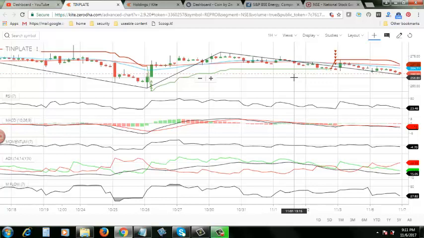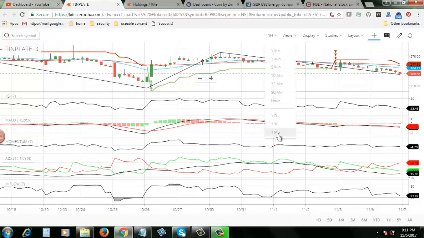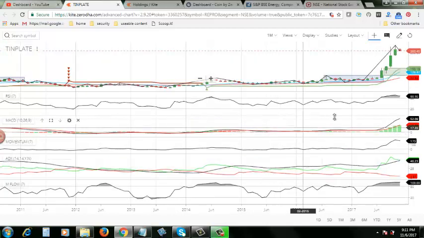Now coming back to the tin plate, as per the technical analysis, because the negative super trend has set in on the hourly chart, the tin plate price is going down right now, though in the monthly chart everything is hunky dory. That's what I want to show you.